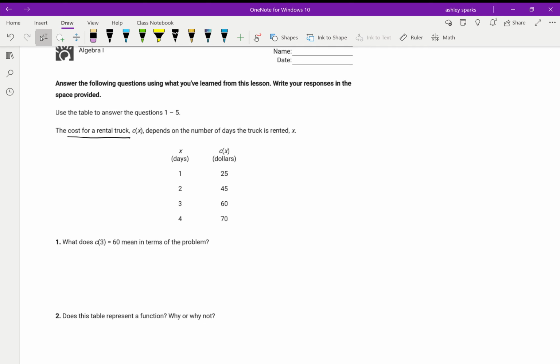The first thing it wants to know is, what does it mean that C of 3 equals 60? Well, remember, our C stands for cost. So the cost, and our X in here is our days. So the cost at how many days? 3 days is how much money? $60.